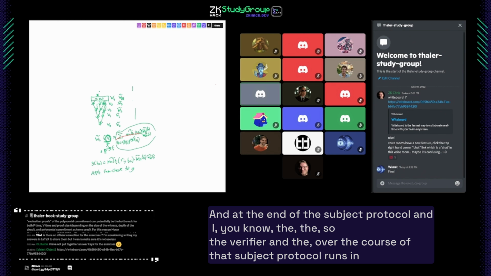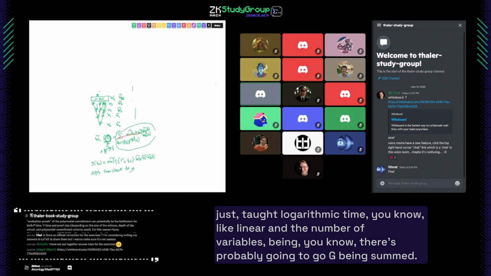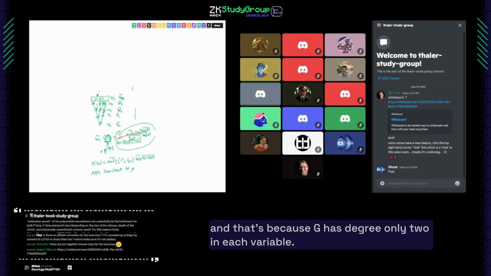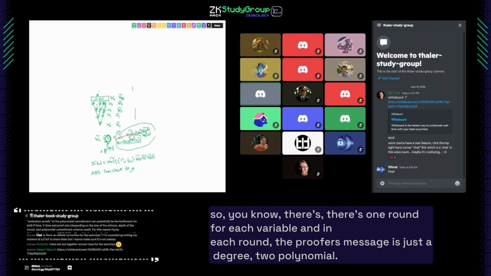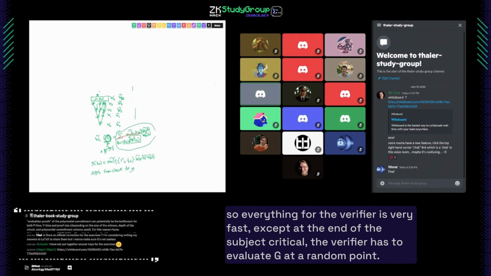Okay, and at the end of the sum check protocol, the verifier over the course of that sum check protocol runs in just logarithmic time, linear in the number of variables of this polynomial G being summed. And that's because G has degree only 2 in each variable. So there's one round for each variable, and in each round, the prover's message is just a degree 2 polynomial. So everything for the verifier is very fast, except at the end of the sum check protocol, the verifier has to evaluate G at a random point.